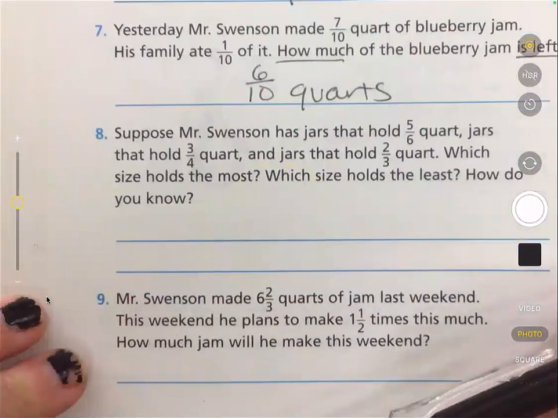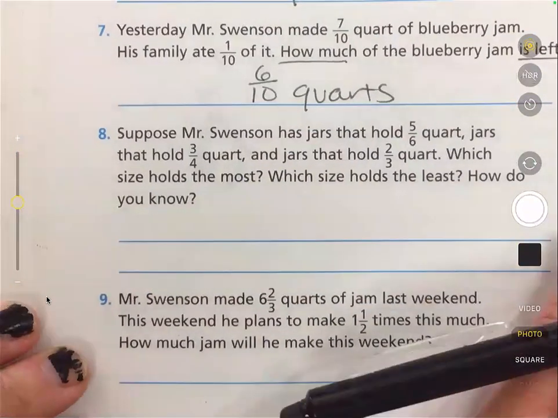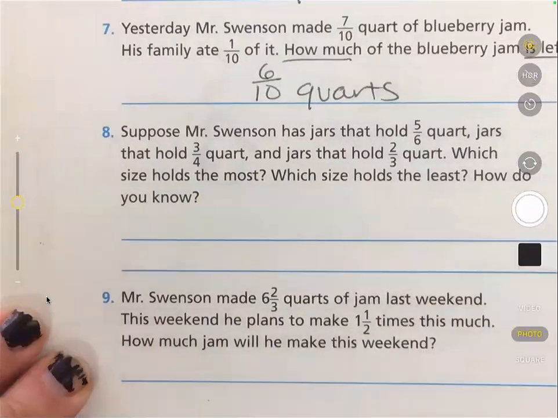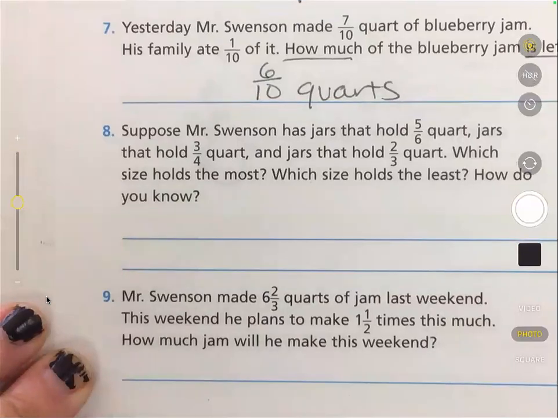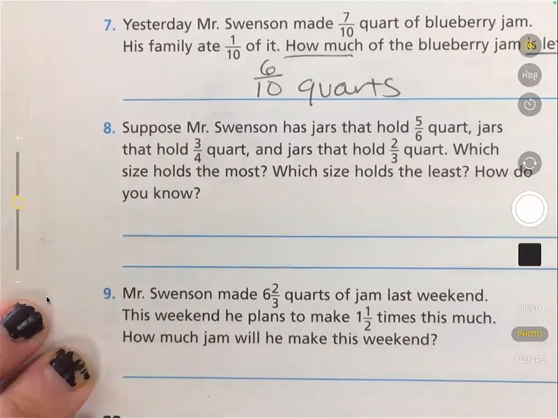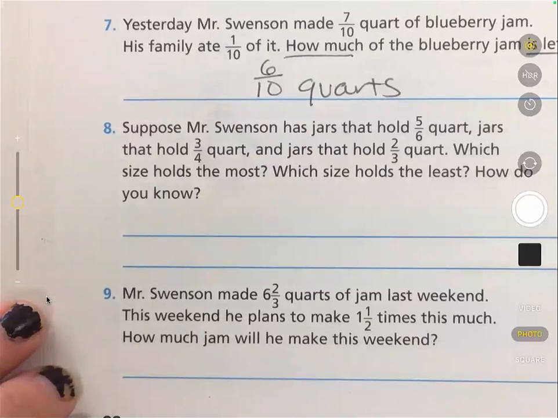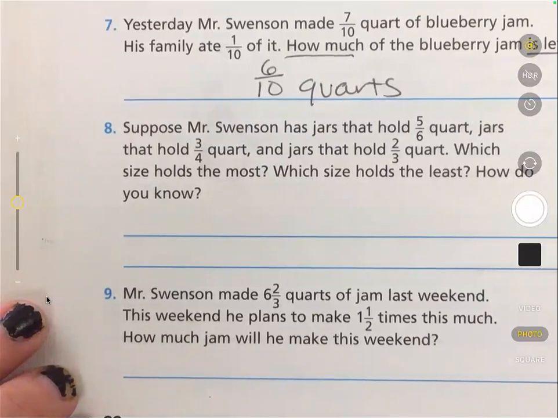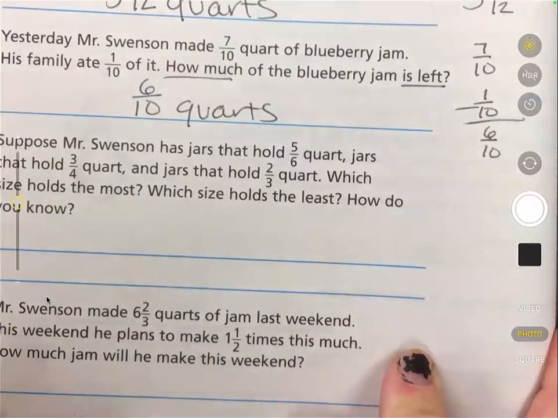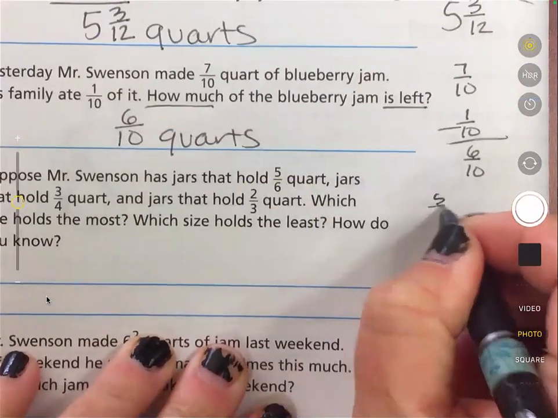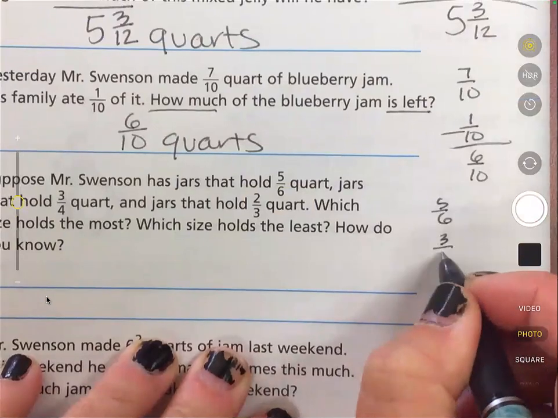All right. This next one's a little bit longer of a problem. Do I have a volunteer who wants to read? Suppose Mr. Swenson has jars that hold 5/6 quart, jars that hold 3/4 quart, and jars that hold 2/3 quart. Which size holds the most? Which size holds the least? How do you know? So we need to put these in order from least to greatest. To do that, we need to find a common denominator that works for 6, 4, and 3.